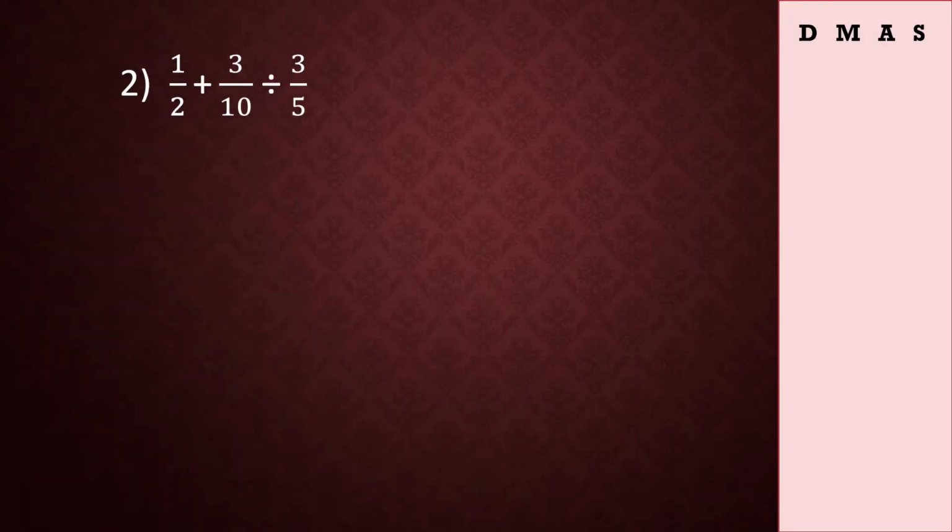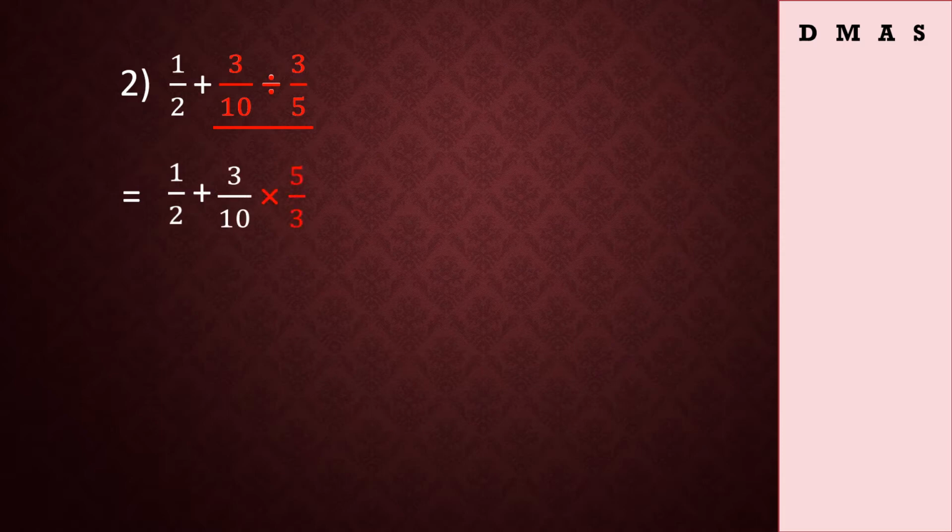Let us solve one more question. Question number 2. 1 upon 2 plus 3 upon 10 divided by 3 upon 5. See, in this question, only two operations are given, addition and division. Now tell me, according to DMAS, what we have to solve first? Yes, division. So write 1 upon 2 and plus sign as it is. To divide, first change division sign to multiplication sign and multiply by the reciprocal of the divisor 3 upon 5. So write 3 upon 10 as it is and multiply by 5 upon 3. So we have 1 upon 2 plus 3 upon 10 multiplied by 5 upon 3.